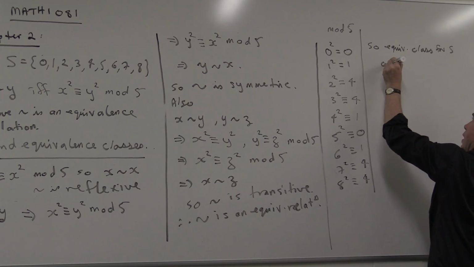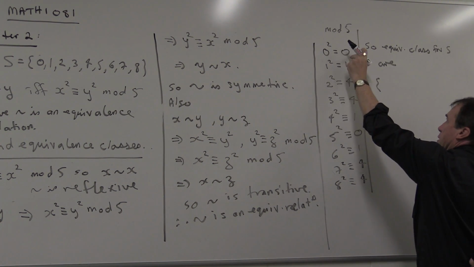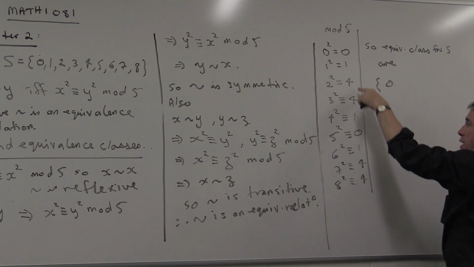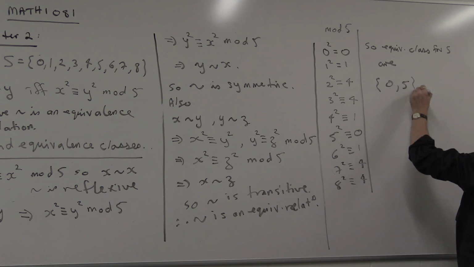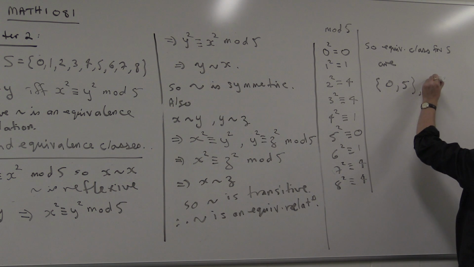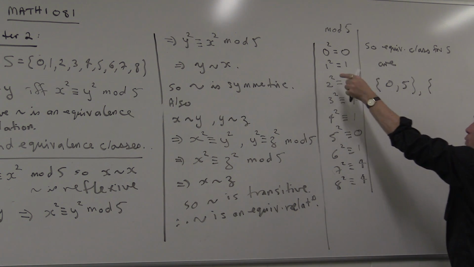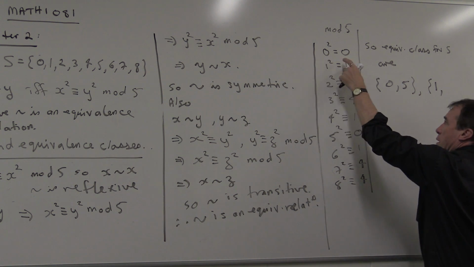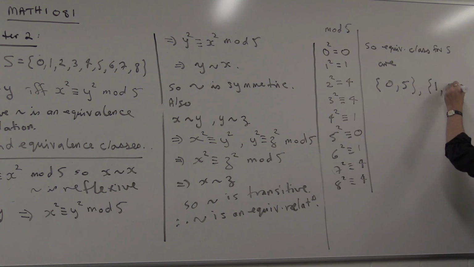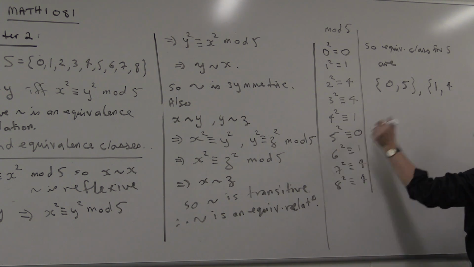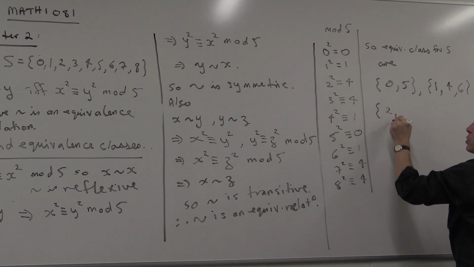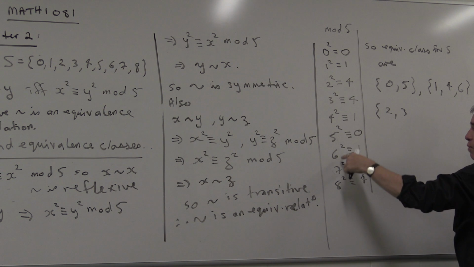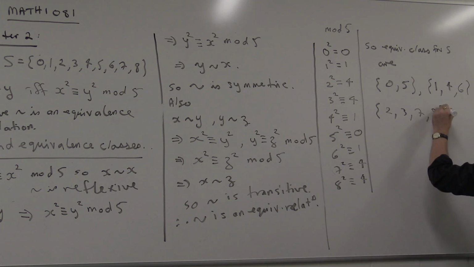So by looking at the squares, the equivalence classes for S are, well, 0 squared gives me 0, and I look down and see what else gives me 0. Well, 5 does, and nothing else. So they belong to the first equivalence class. Look down here, I've got a 1, so 1 squared is 1. What else squares to 1? Well, 4 does, so 1 and 4 go into the same class. 6 does as well, so we put 6 there and nothing else. And finally, 2 and 3 both square to give 4, and so do 7 and 8. And so there are the 3 equivalence classes.